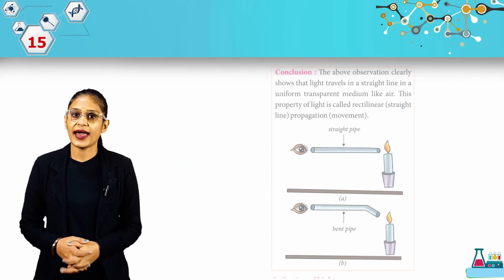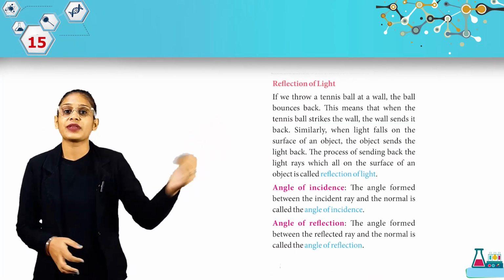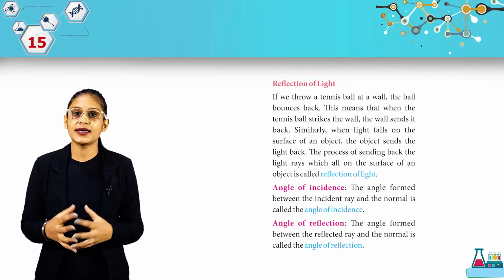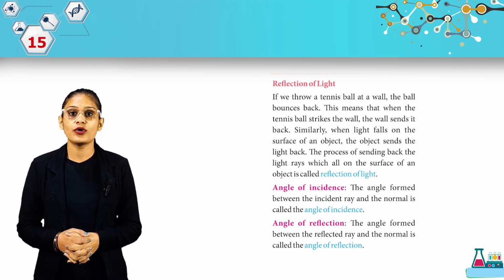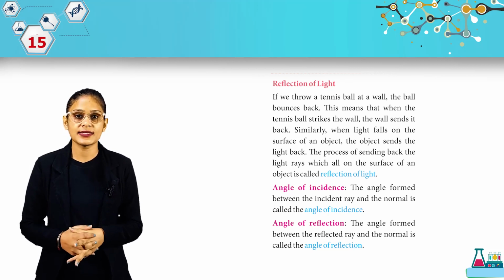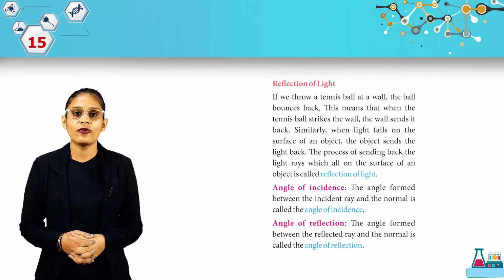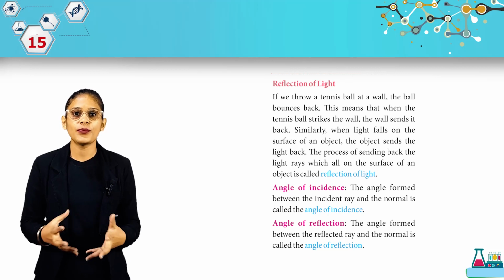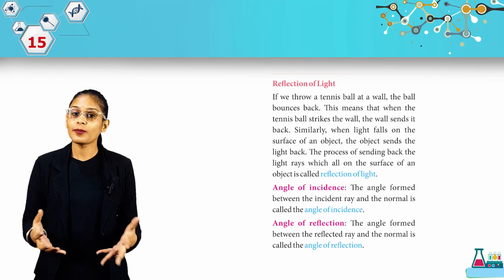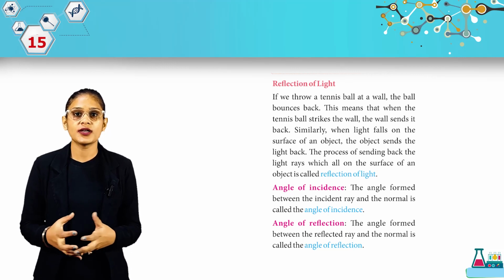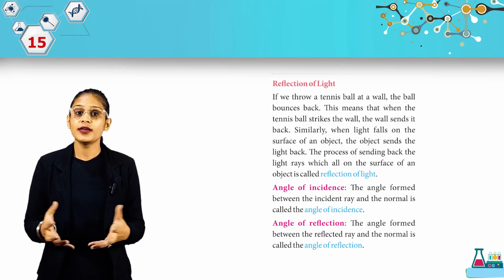Now students, we have reflection of light. If we throw a tennis ball at a wall, the ball bounces back. This means that when the tennis ball strikes the wall, the wall sends it back. Similarly, when light falls on the surface of an object, the object sends the light back. The process of sending back the light rays which fall on the surface of an object is called reflection of light.